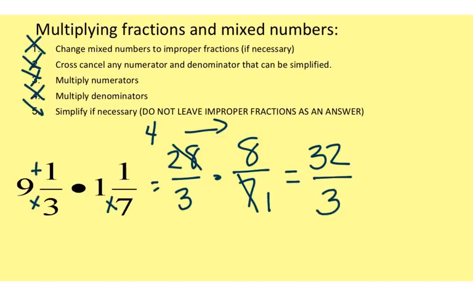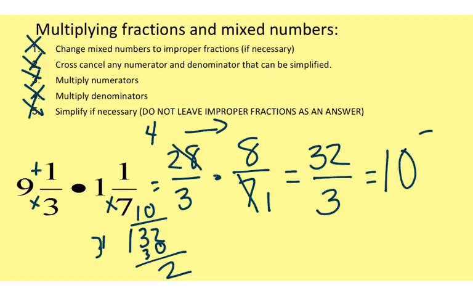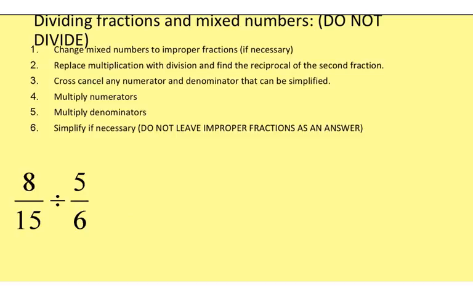Now I need to simplify because that's improper and I can't leave it that way. 32 divided by 3 is, I can do that down here, oops, is 10 with 2 left over. So my answer would be 10 and 2/3. Usually multiplying is pretty simple, but if you have any questions, make sure you write it down because we're moving on to division.